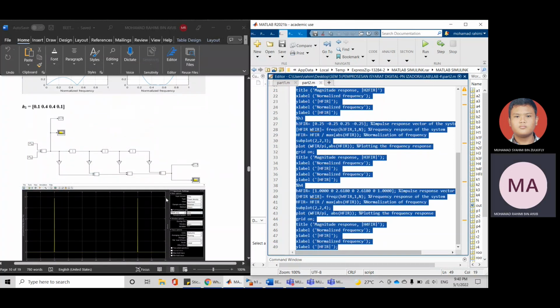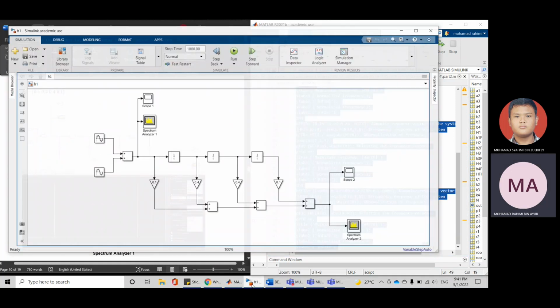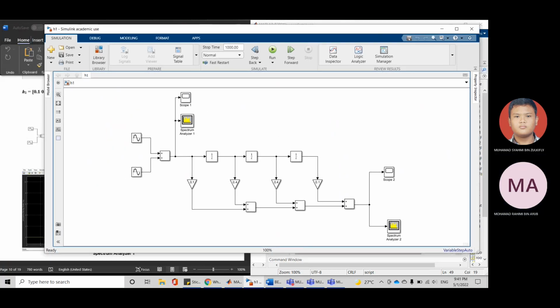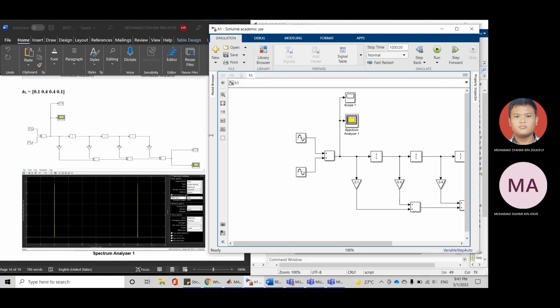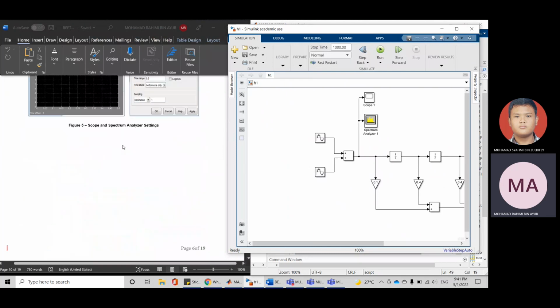Okay, go to C. By using Simulink, I have already done it. We can see here I have already done it in Simulink. I will show only one, and the rest I will show in screenshots. Okay, this is the diagram, as referred to in the procedure given. We can see here.